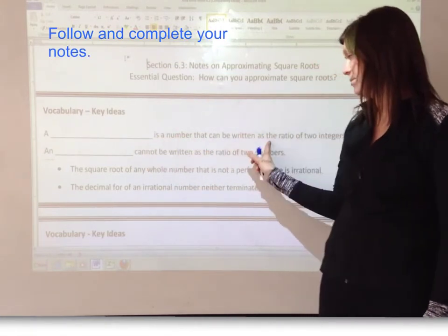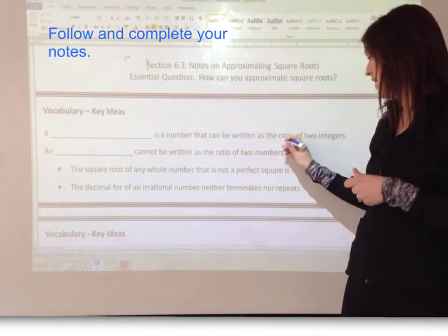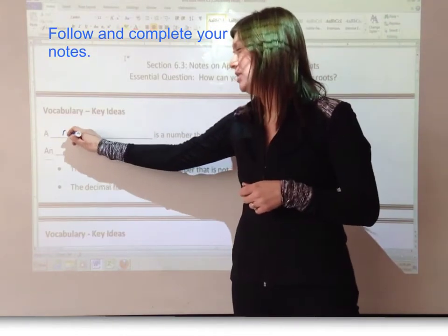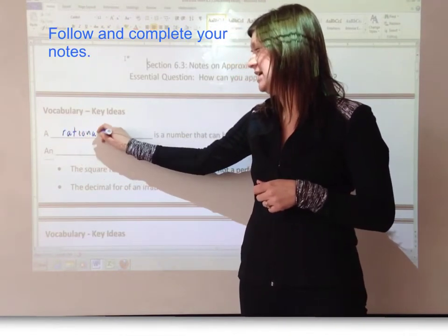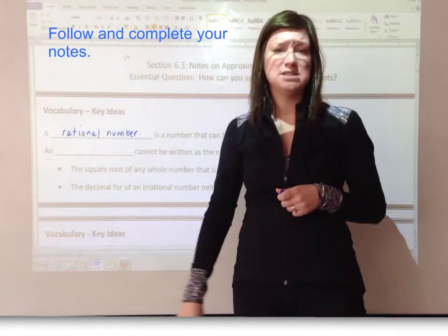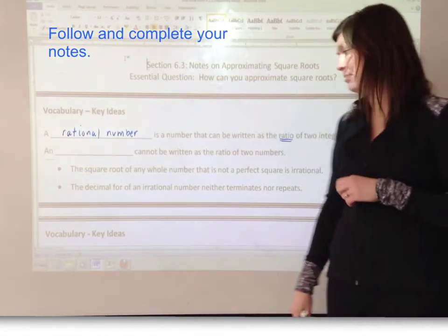A blank is a number that can be written as a ratio. We talked about this in class. It's called, and it helps us, that word ratio, it's called a rational number. So a rational number is a number that can be written as a fraction. So we're looking at whole numbers and integers and already fraction numbers as well.